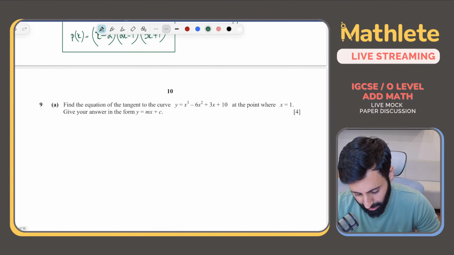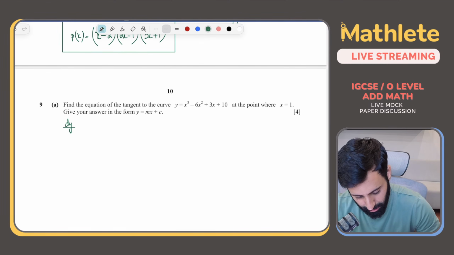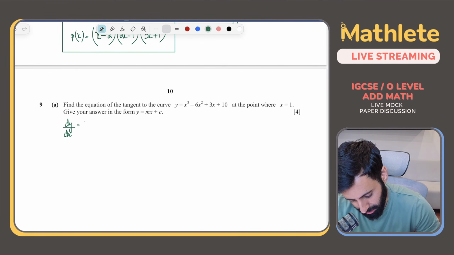Find the equation of the tangent to the curve at the point where x equals 1. Give your answer in the form of y equals mx plus c. Okay, so let's find dy by dx first of all. So dy by dx equals 3x square minus 12x plus 3.